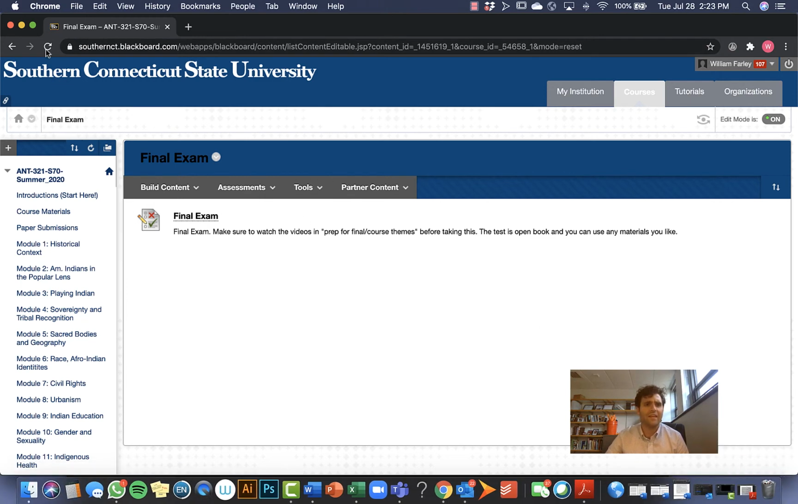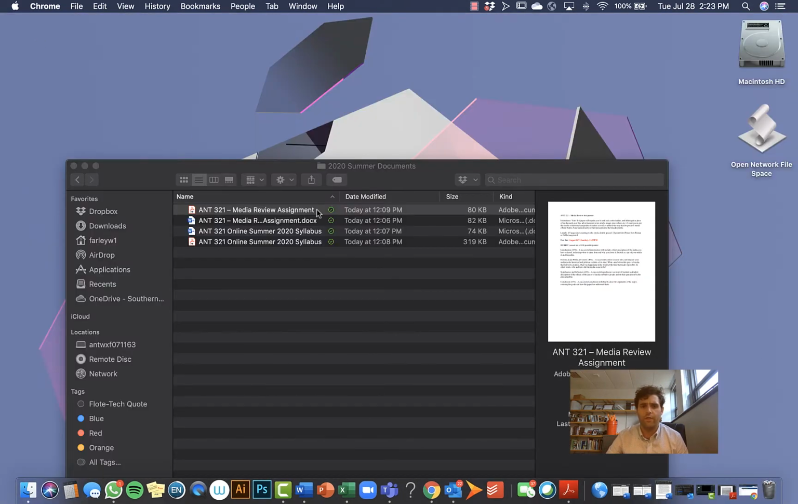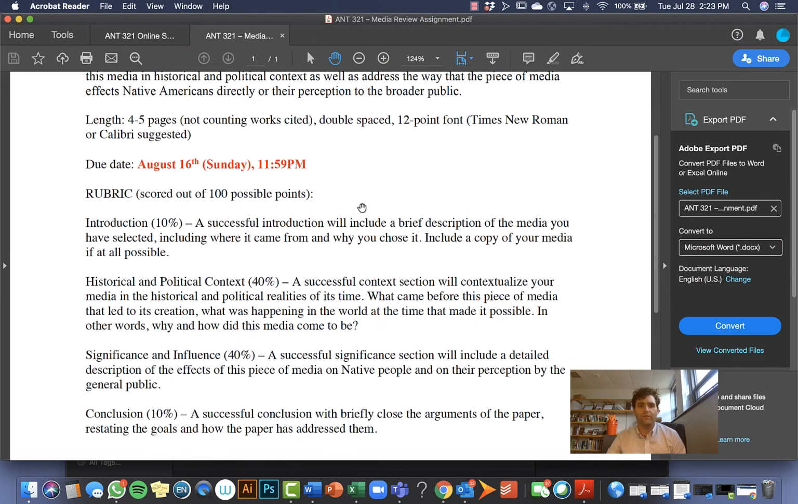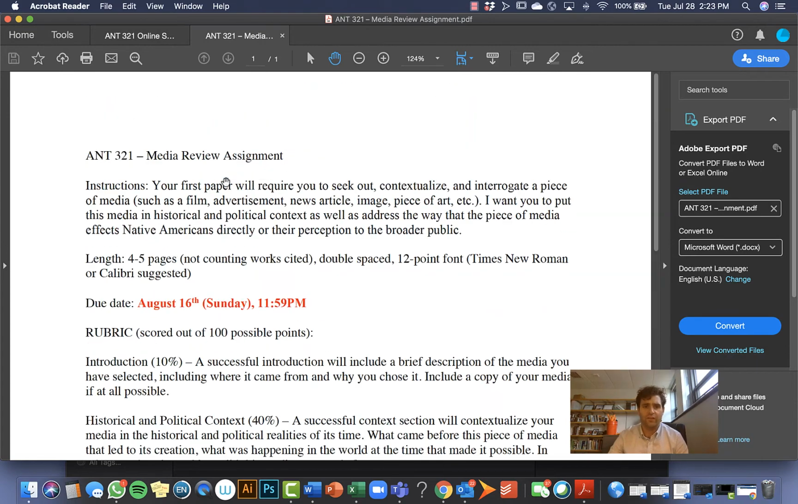The very last thing to go over are the instructions for the paper. Where are you? Here you are. Which is called the media review assignment. Again, like everything, it's due essentially on the last day of the class.